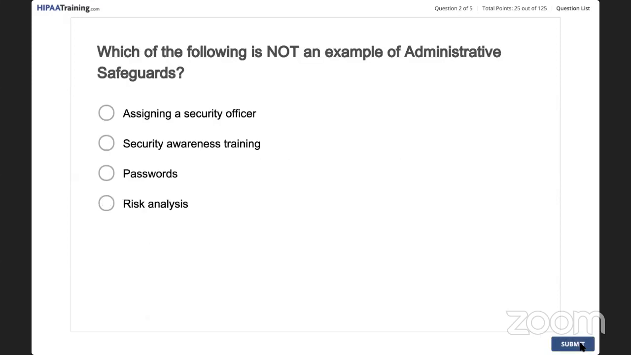Which of the following is not an example of administrative safeguards? Assigning a security officer, security awareness training, passwords, and risk analysis.